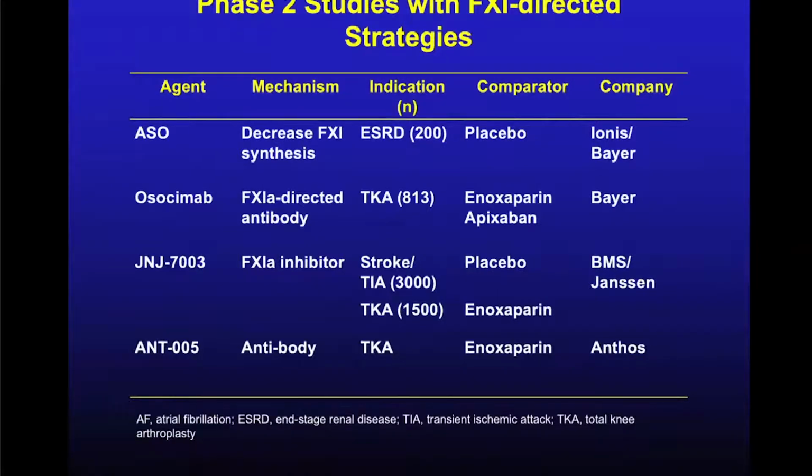To conclude, here is an overview of the studies that are ongoing. I shared with you the antisense in ESRD. This is the osocimab. I'd like to draw your attention to this particular antibody, Anthos 005, that is about to be completed, which I think is one of the most promising ones, and works immediately. But more importantly, it goes back to my first remark, that this will subsequently be taken into clinical trials in patients with cancer-associated venous thrombosis. There are similar designs for catheter-associated thrombosis.